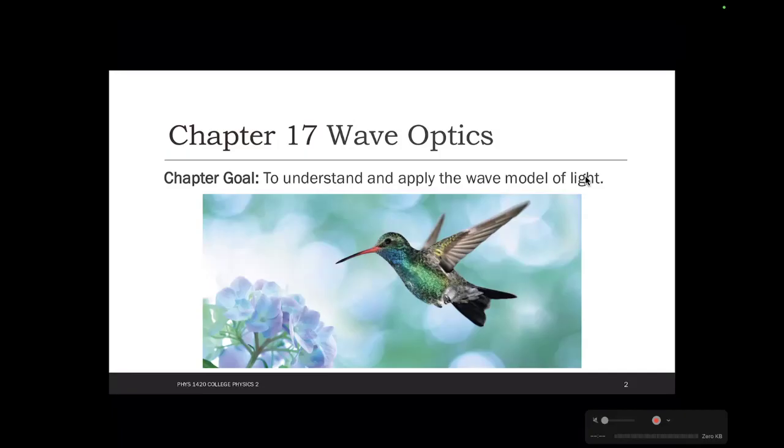Also, it is kind of like a particle which can travel in a straight line. So light can have both features and characters. In this chapter we mainly focus on the wave model of light. Light is similar to water waves and sound waves. They have the wave model, like for the light. Okay, let's continue.